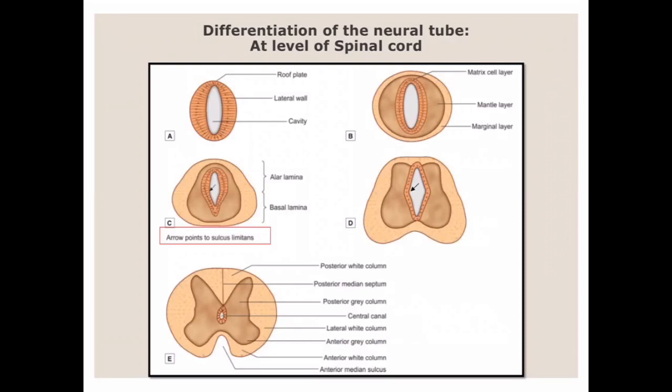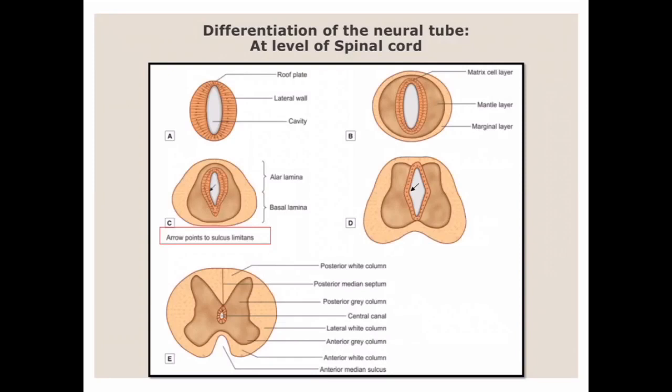So in diagram A, you can see the orange neural tube, and eventually it becomes trilaminar in such a way that the innermost layer is known as the matrix cell layer. Then the layer just outside of that is brown in color, that is the mantle layer. And the layer outside of that is light brown in color and slightly textured, is the marginal layer. Okay, now just remember this much.